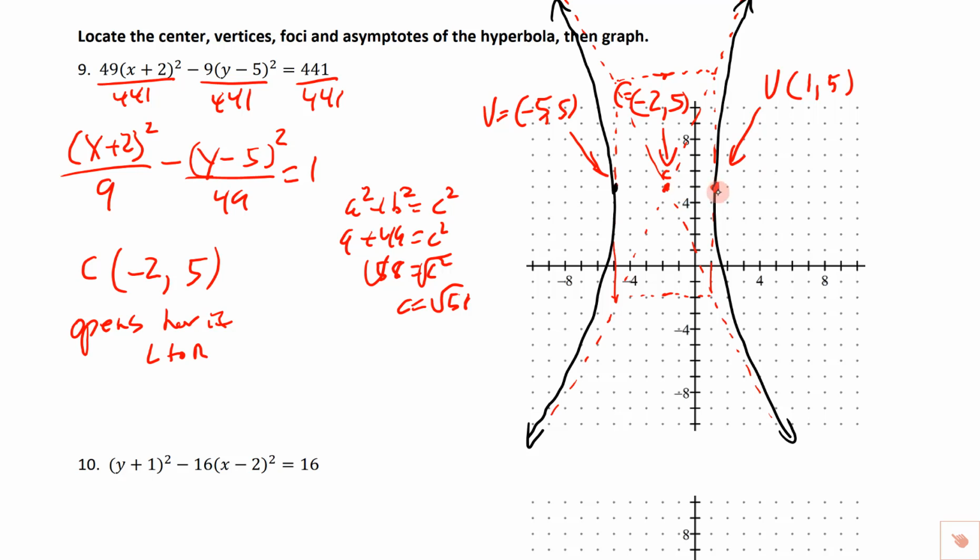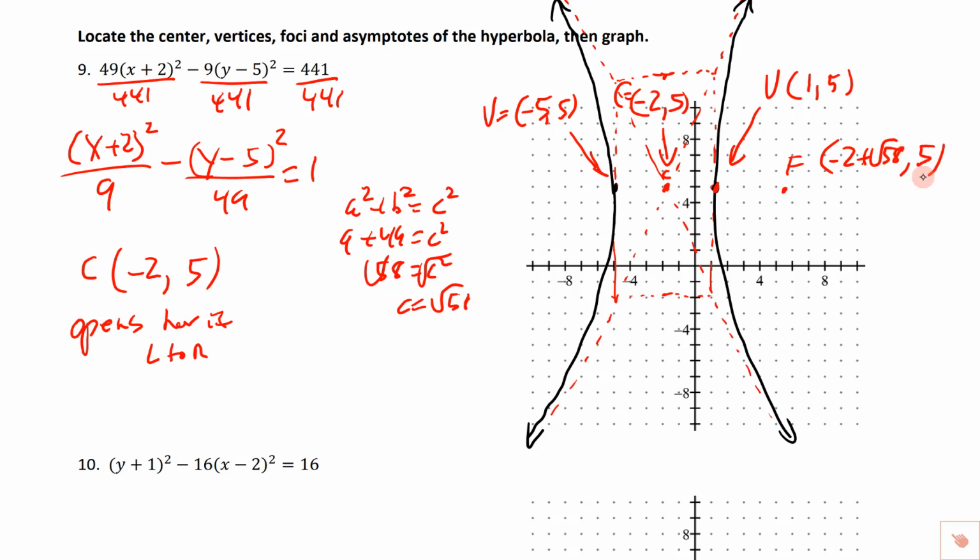So there's 3 here. 1, 2, 3, 4. So 4, a little bit more. So roughly about right there. So we've got a focus, and the coordinates of that would be, we started at -2, and then we added radical 58, and then comma 5.